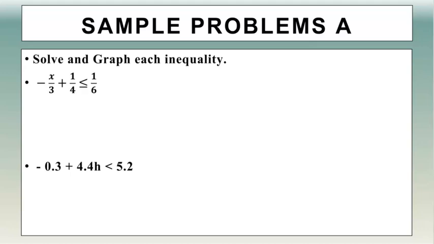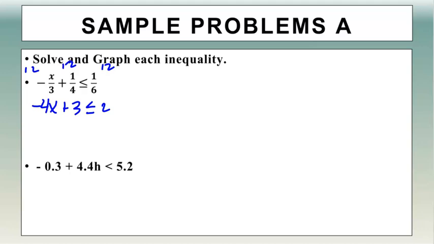Next, we're going to solve and graph the inequality here. Now, one thing I'm going to do here is to get rid of my fractions. I'm going to multiply everything by the common denominator. And the common denominator of 3, 4, and 6 would be 12. So if I multiply every piece by 12, I would get rid of all my fractions. So 12 divided by negative 3 is negative 4. So really I have negative 4x plus 12 times 1 divided by 4 is 3. It's less than or equal to 12 times 1 divided by 6 is 2.